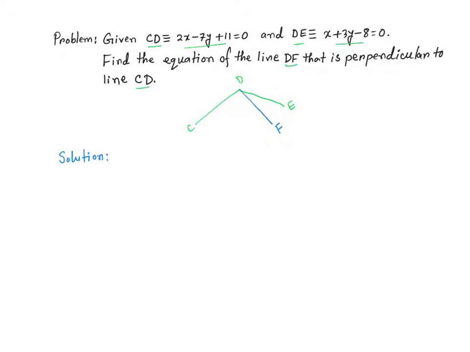From the given information, the lines CD and DE, by the way, they intersect each other at point D, as you can see in this sketch. So at this point they intersect. So we need to find the point of intersection for this line CD and DE, which will give me the coordinates of point D.